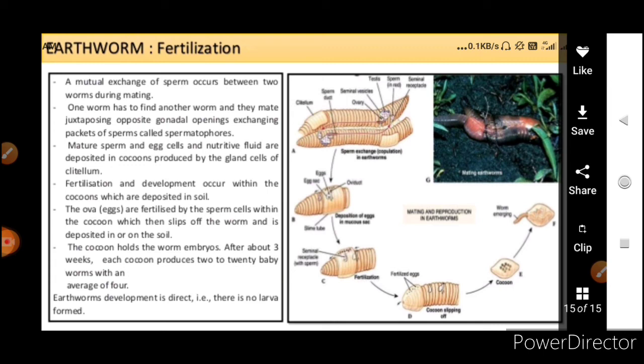The cocoon holds the worm embryos. After about 3 weeks, each cocoon produces 2 to 20 baby worms with an average of 4. Earthworm development is direct, there is no larva formed.